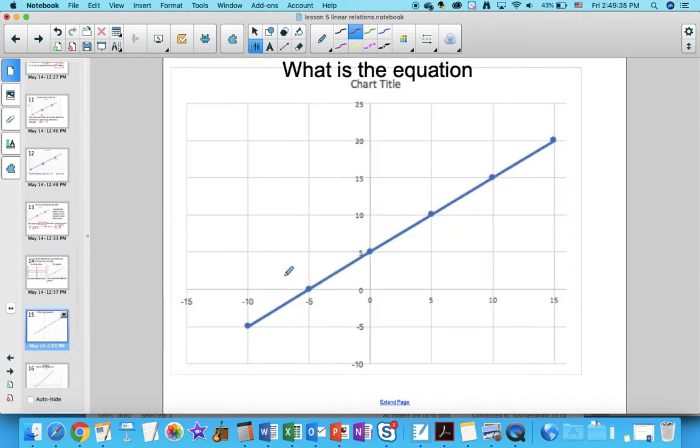All right, let's do a little bit of practice. What is the equation of this chart? All right, so pause the video and figure it out.